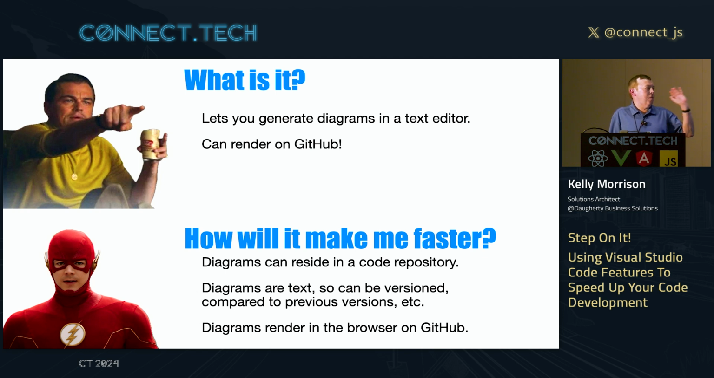It makes you faster because the diagrams are in the code. The diagrams and the code are finally together. You don't have diagrams over here in SharePoint and the code way over there in GitHub. The diagrams are text, so you can version it and compare changes if somebody changes the diagram. It's a text-based document, so you can compare the two. And you can render it in the browser or on GitHub.